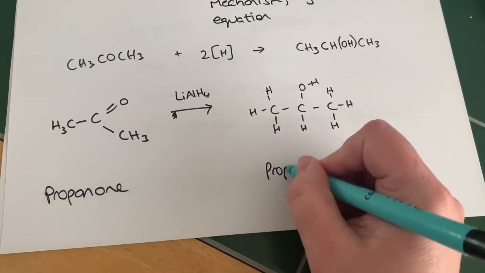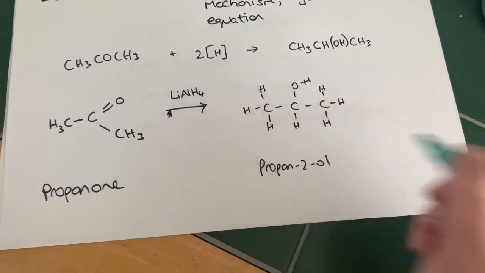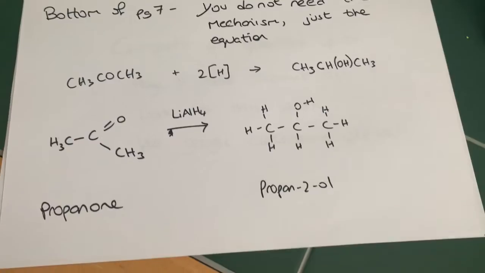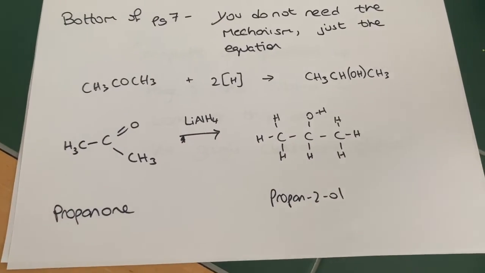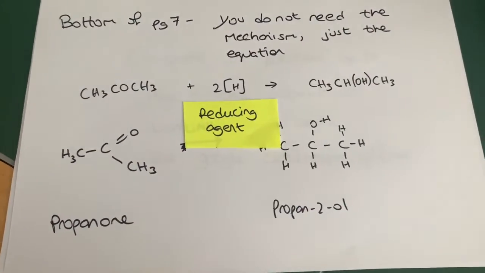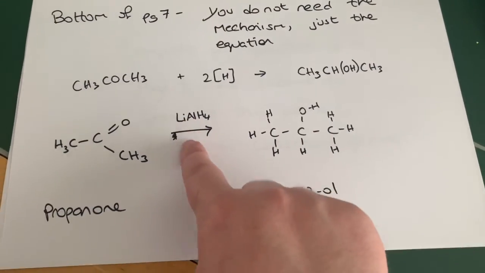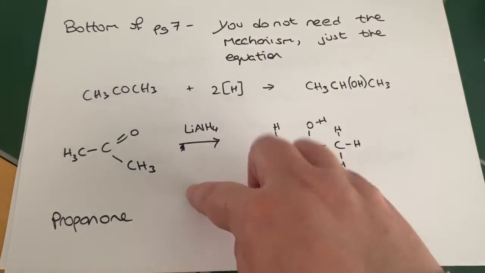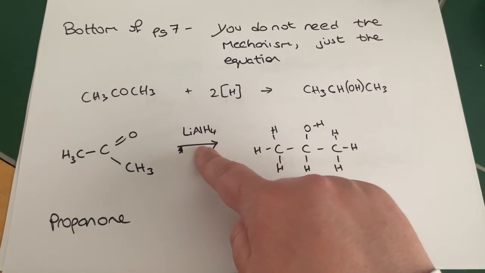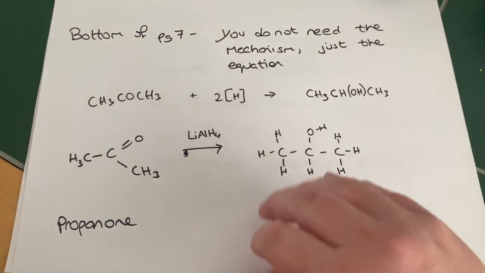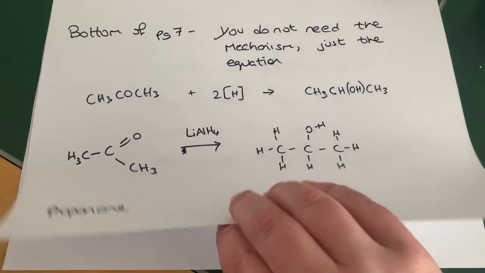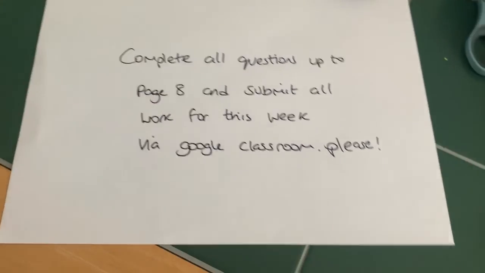Okay, so propan-2-ol. Okay, and again, remember the hydrogen in square brackets in the equation just represents our reducing agent, and the reducing agent is the hydride ion from this LiAlH4. The LiAlH4 acts as a reducing agent because it produces the nucleophile, the hydride ion. Okay, hopefully that makes sense.